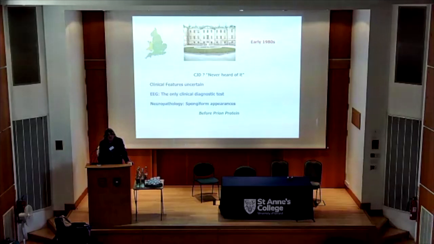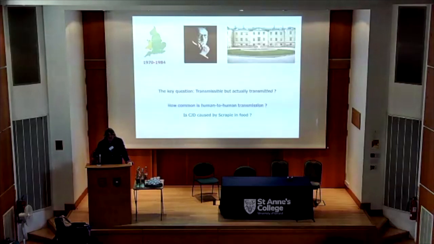This was before prion protein and modern technology. At that stage, the key questions that we were asked to address by the MRC were, okay, this disease is transmissible, people have done it in an experiment, but is it actually transmitted? And if it is transmitted from human to human, how often does this occur?